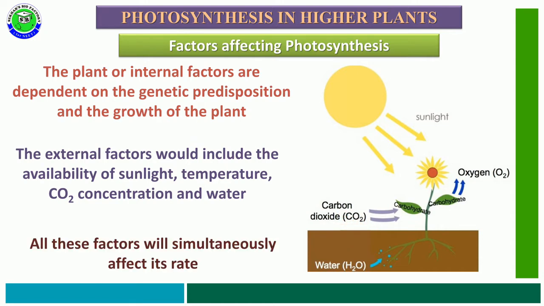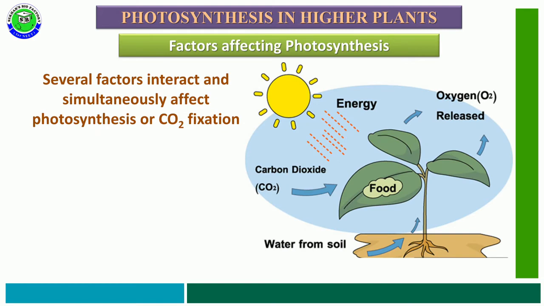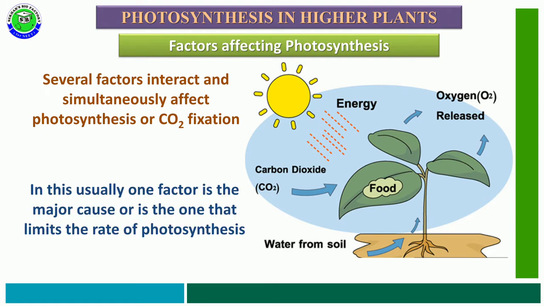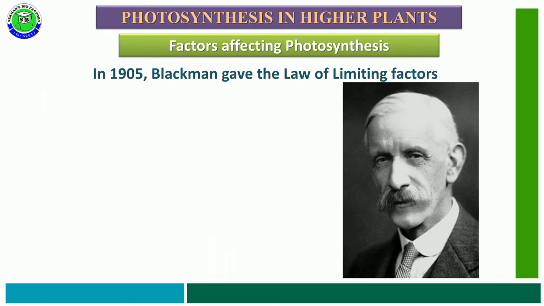So all these factors will simultaneously affect the rate of photosynthesis. Several factors interact with each other and simultaneously affect the process of photosynthesis or carbon dioxide fixation. Usually one of the factors is the major cause, or the limiting factor, that can limit the rate of photosynthesis.